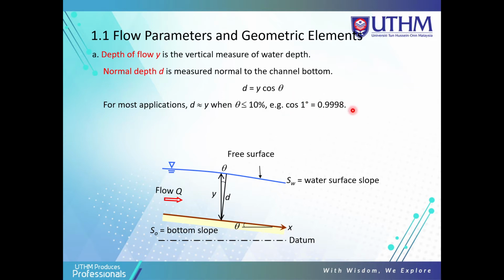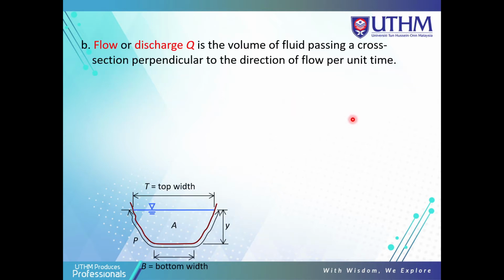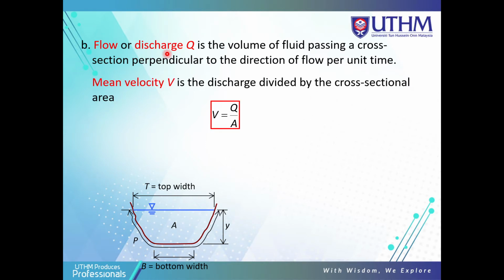Okay, so flow or discharge Q is the volume of fluid passing across a section perpendicular to the direction of flow per unit time. So we use V equal to Q over A, so we can write Q equal to AV. This is the equation that we use to get the velocity.